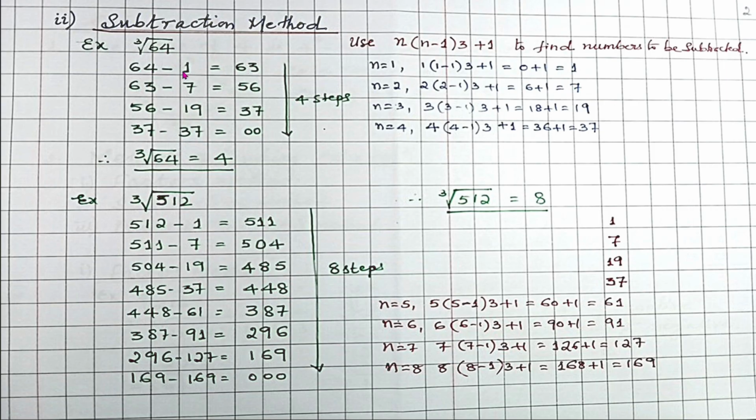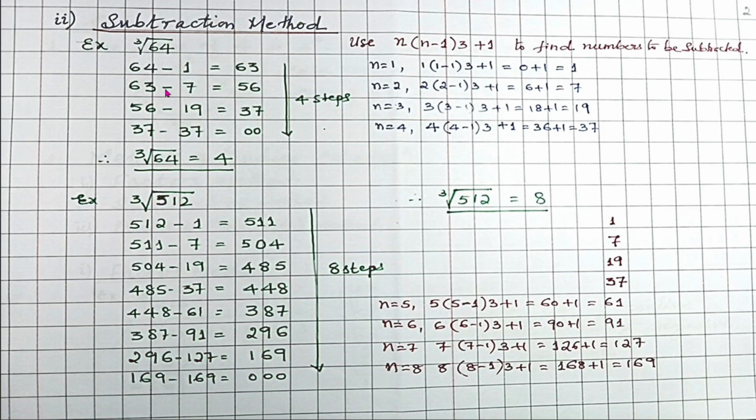Cube root of 64: 64 minus 1 is 63, and from 63 we have to subtract 7. To get this number 7, use the formula n cubed minus (n minus 1) cubed, that is, n minus 1 whole cube plus 1 relation. So if n is equal to 1, we get 1 here. If n is equal to 2, we get 7 here. If n is equal to 3, we get 19. If n is equal to 4, we get 37. So getting these numbers 1, 7, 19, 37, subtract them.